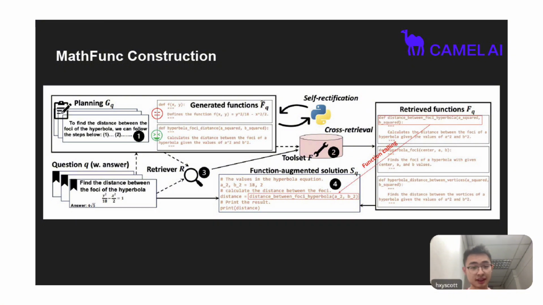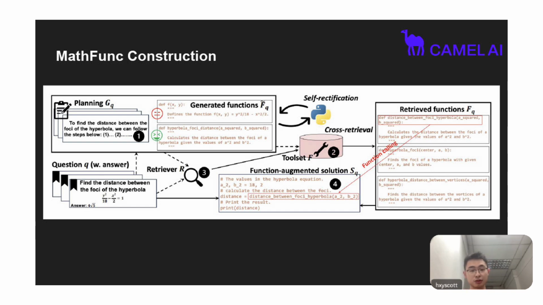Instead, the function they want is something like the hyperbola Fauci distance, which is general enough that if you see another question really similar to this one but with the numbers changed, you can still directly use the tool and get an answer for it.